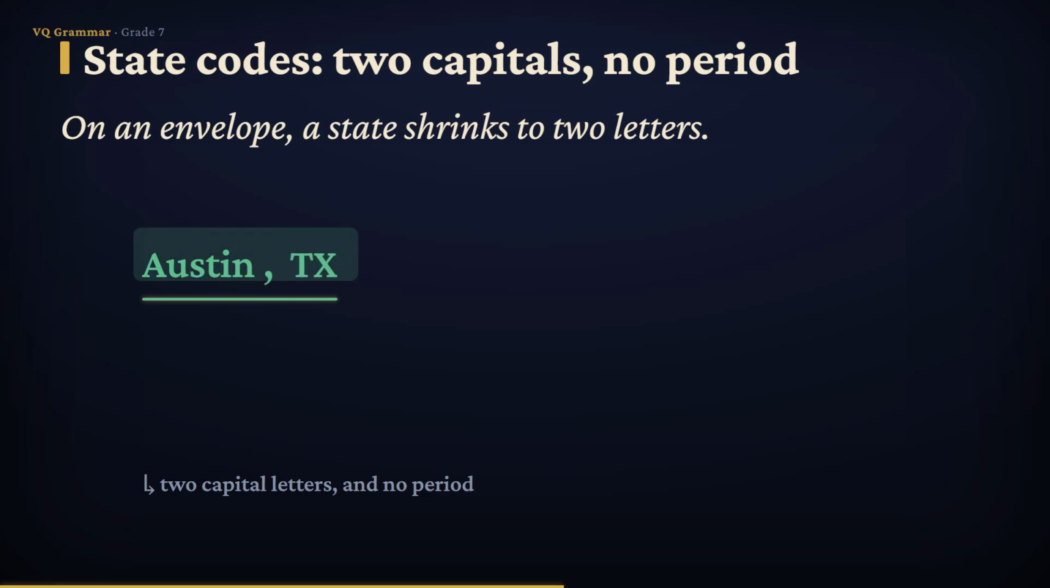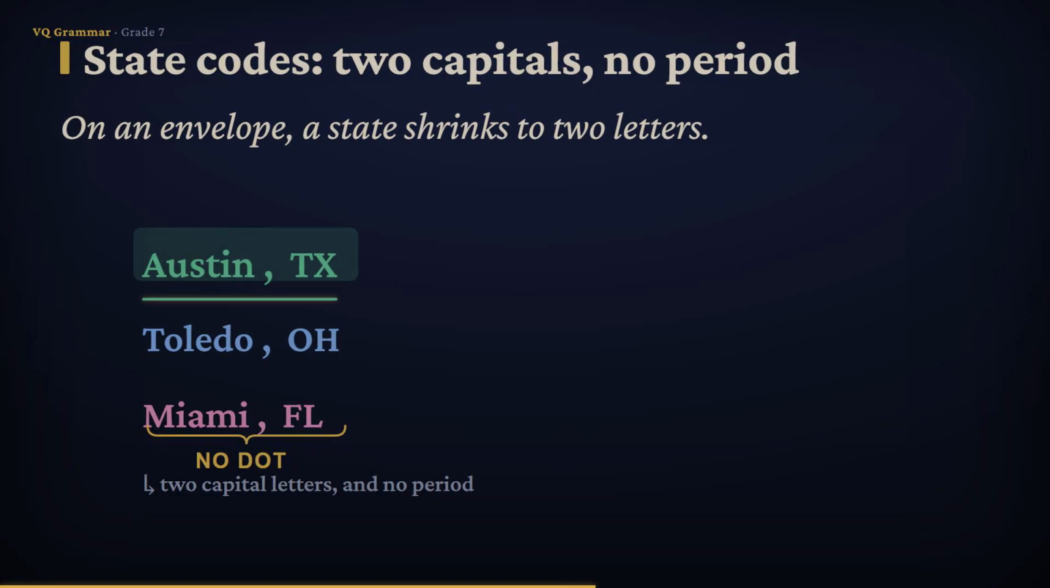A letter to Austin would show TX for Texas. One to Toledo would show OH for Ohio. And one to Miami would show FL for Florida. 2 capitals, no period, sitting neatly after the city.